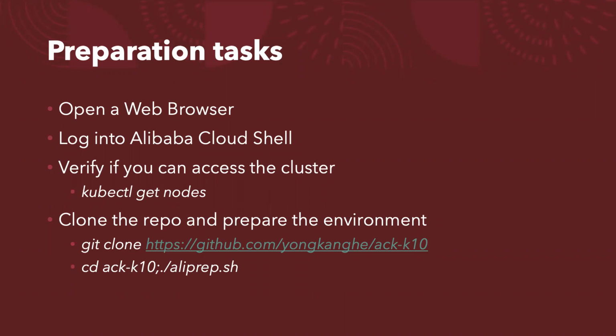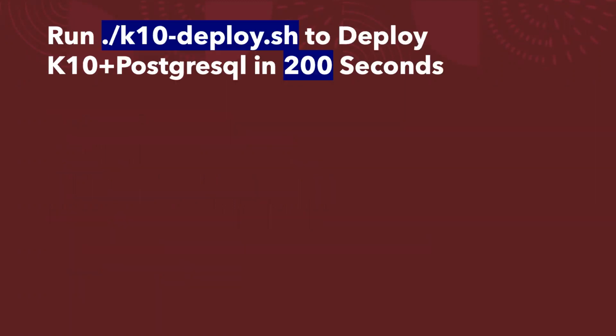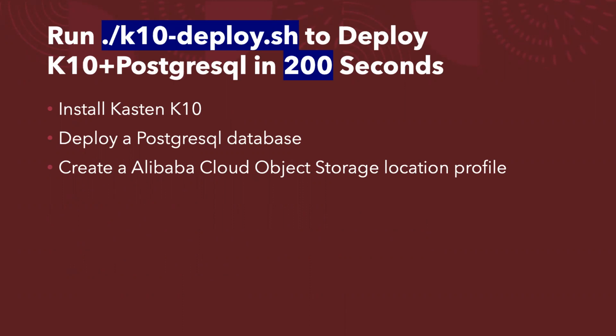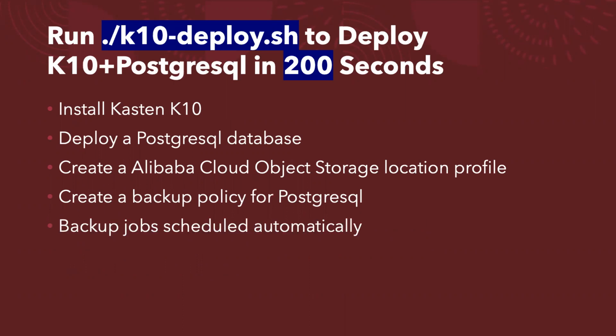Once you've done this, you can go ahead and run K10 Destroy. What we're going to deploy here is Kasten K10. We're going to deploy a sample database, in this case a PostgreSQL database. We're going to create an Alibaba Cloud object storage location profile. And we will also create a backup policy for the PostgreSQL database. After the script completes, all of these tasks are already completed, and the backup jobs will be automatically scheduled based on the settings.